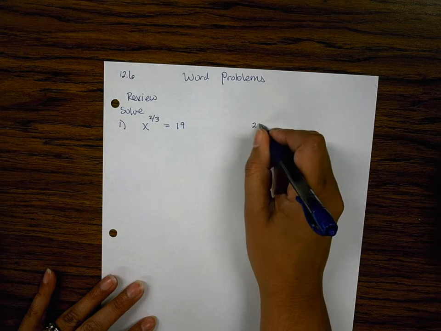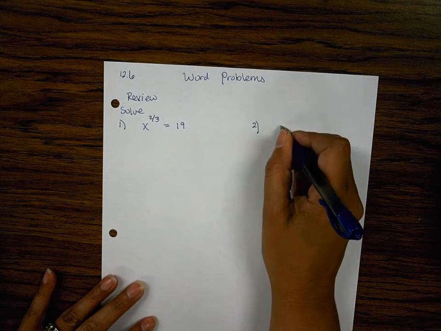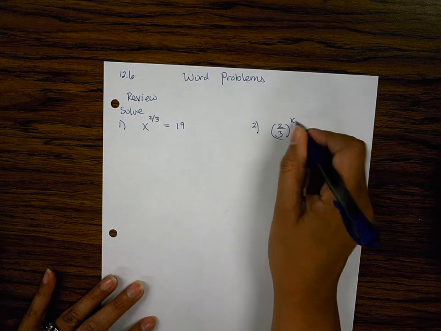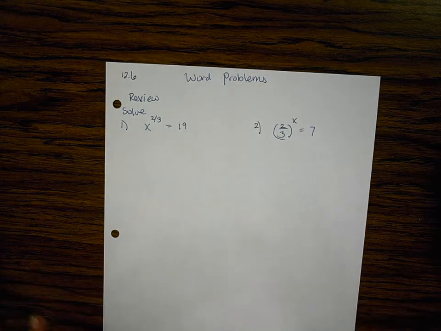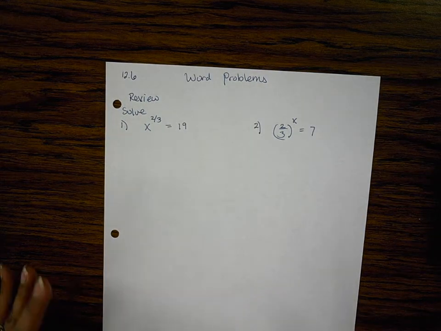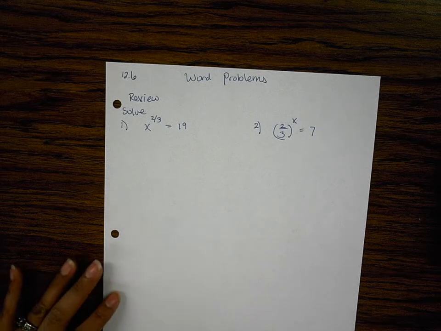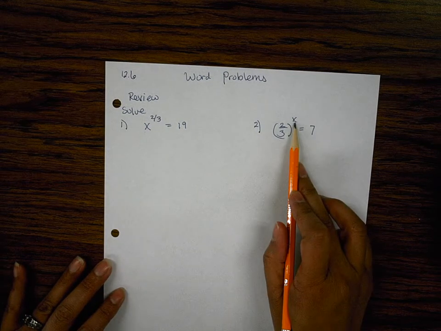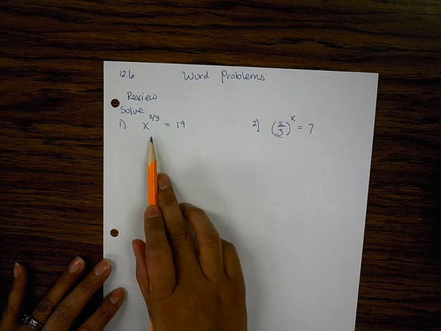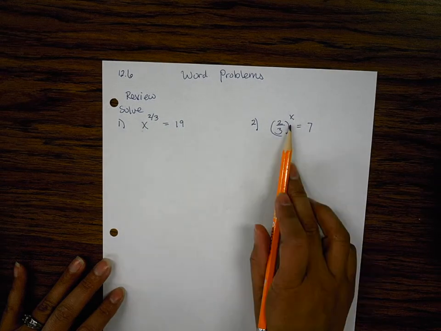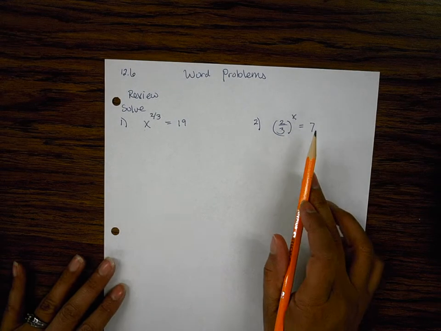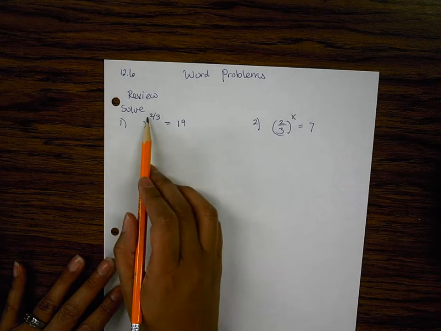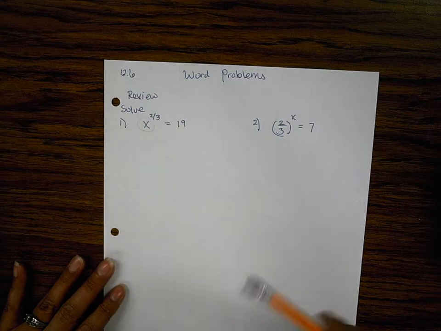So numbers 1 together. 1 is x to the 2/3 equals 19 versus number 2 is 2/3 raised to the x equals 7. Okay, so do you see how they both have a 2/3, they both have an x, they kind of look the same, but this x is a base and this x is an exponent. You do treat them differently when they look like this. X as a base versus x as the exponent, you solve them differently.